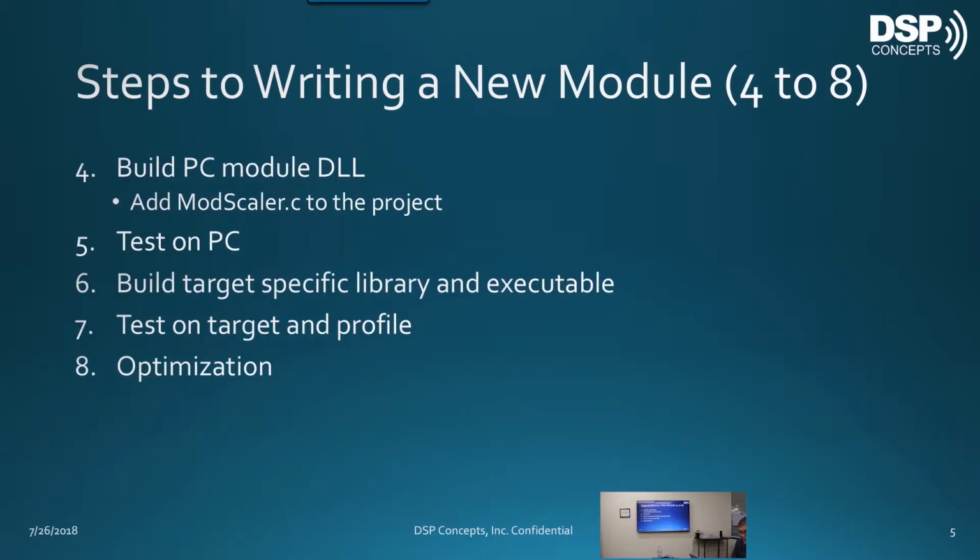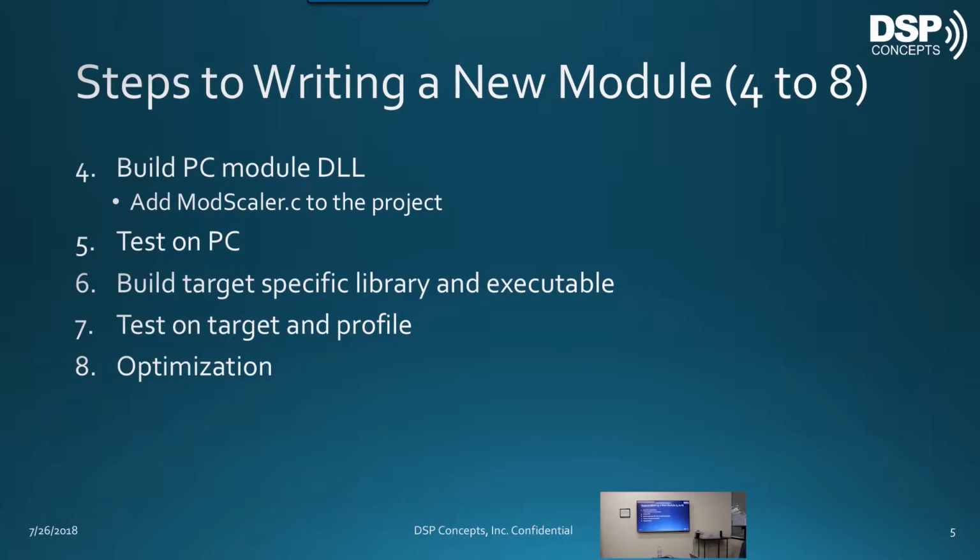Next thing you do is you add the generated .c file to your project. You build a DLL. You test it out on the PC. So I would recommend you write a regression test. Make sure that it's working. Once it's working on the PC, you move it down to your embedded processor.